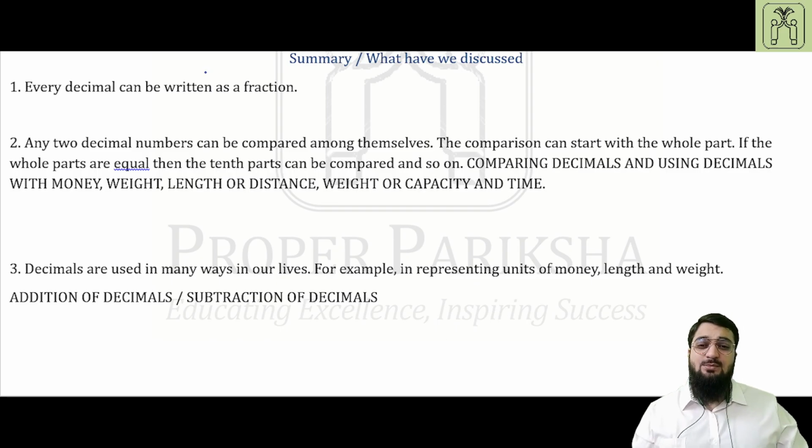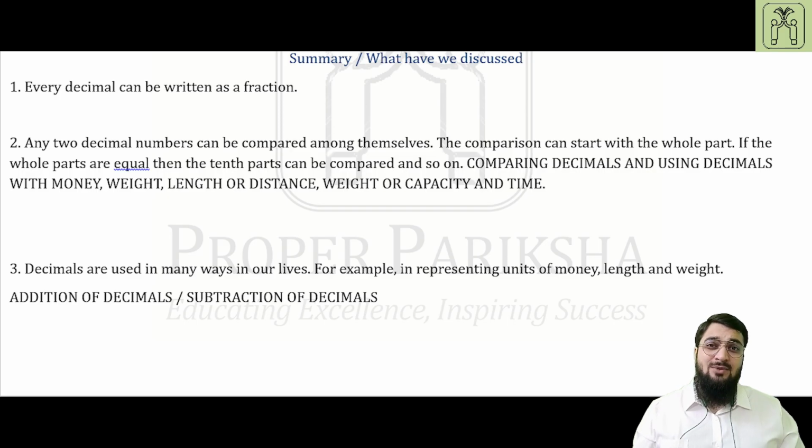So the summary has been written over here as per the NCERT, and we'll just start discussing one by one as we have discussed in our previous chapters. So point number one says that every decimal can be written as a fraction. For this, I would like to remind you of the very first video which we have studied, that is 8.1.